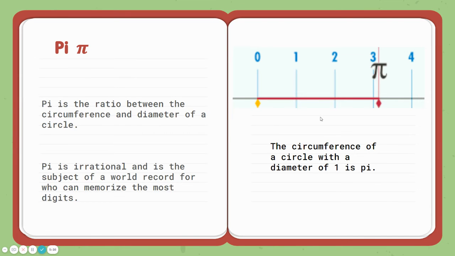The first one is pi, and pi is the ratio between the circumference and diameter of a circle. It's an irrational number and is the subject of a world record for who can memorize the most digits. The circumference of a circle with a diameter of 1 is pi. So if you have a circle with a diameter of 1, its circumference will be 3.14, blah, blah, blah. So pi is an important, naturally occurring number that shows up in math all the time.